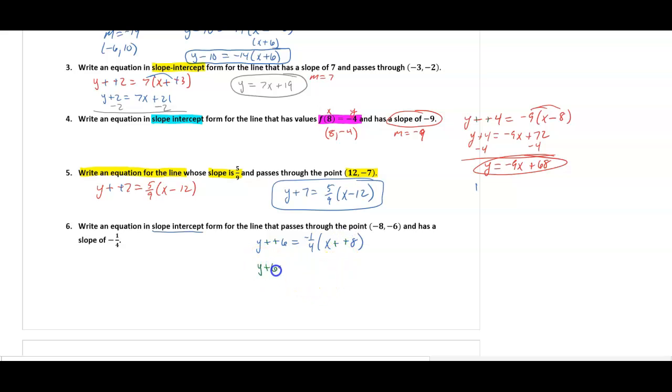So y plus 6 equals, I'm going to go ahead and distribute the -1/4. So -1/4 times x is -1/4 x. Then -1/4 times 8. That's going to give me -8 over 4, which is -2. Now, subtract the 6 from both sides. In the slope-intercept form, -1/4 x minus 8.